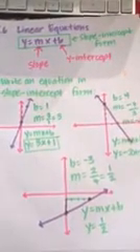Alright, in lesson 5-6, we're going to talk about linear equations in the form of y = mx + b, and we call that slope-intercept form because m represents the slope and b represents the y-intercept. So you have the slope and the y-intercept, that's slope-intercept form.